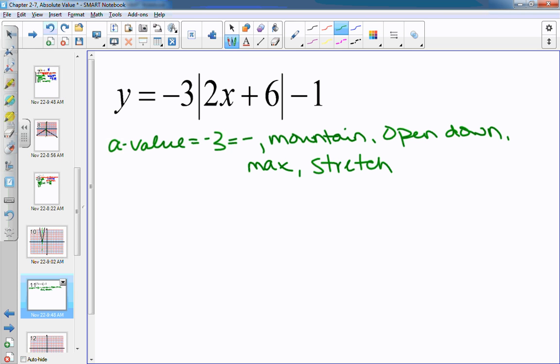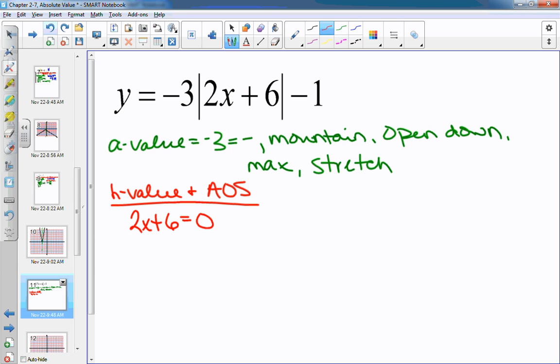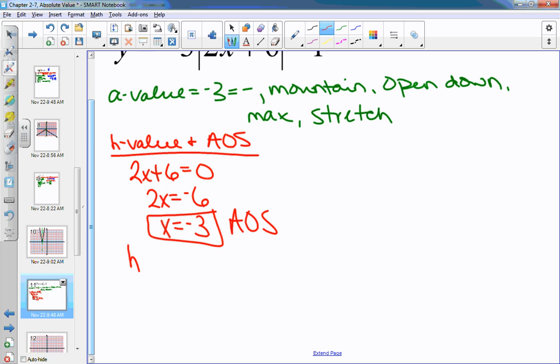Okay, after we find our A value, what am I looking for next? My H value and my axis of symmetry. How do I find that? Take the junk inside the absolute value and set it equal to 0, please. Now what? I am going to subtract 6, so 2x is equal to -6. Divide by 2, x is equal to -3. Box that in. What is that? This is your axis of symmetry, and h is equal to -3.